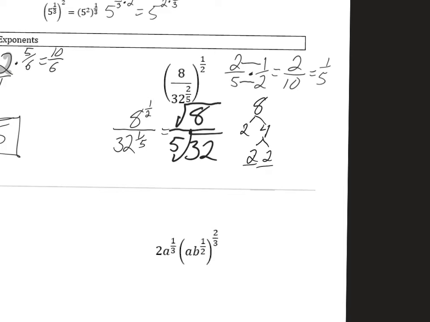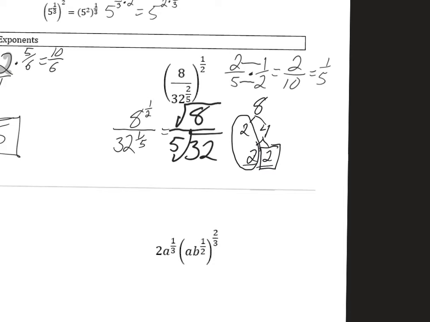2 times 4 is 8. Now, we are looking for pairs. So I'm going to put a square or a circle around my pair. So I have a couple of 2's. I have one more 2 that's just kind of sitting out on its own. I'm going to put a box around that 2.